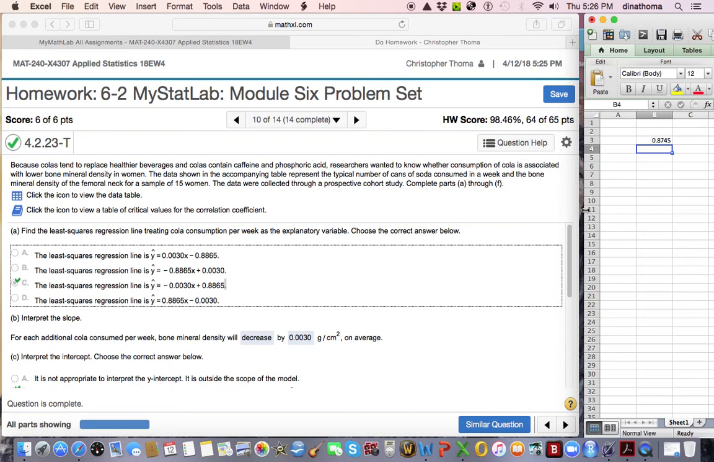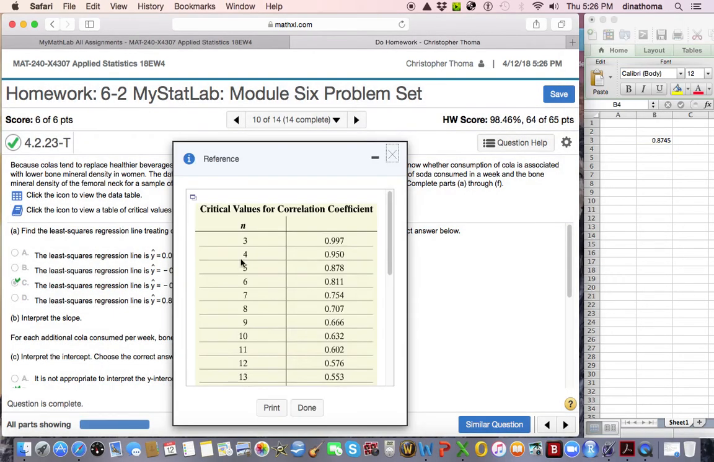Now, we have to make sure our model's good. How do we make sure our model's good? We look at the correlation coefficient, right? So, bring our table back up.